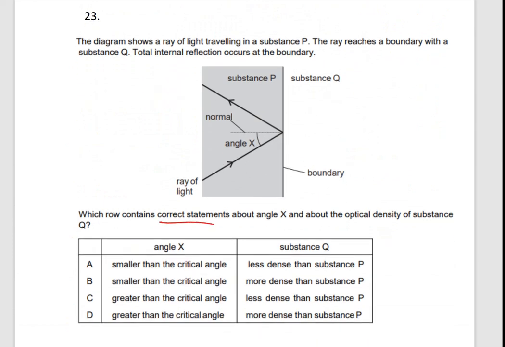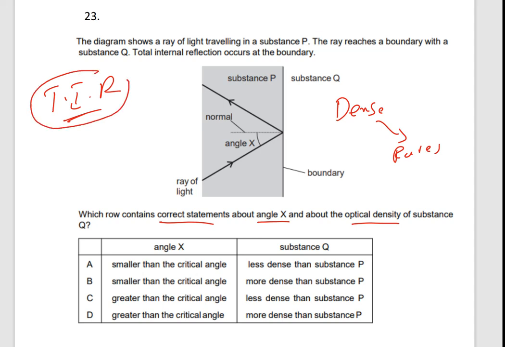Which row contains the correct statement about angle x, and the optical density of substance Q? This question is related to total internal reflection. For total internal reflection to take place, there are two conditions. The light ray must be going from a denser medium towards a rarer medium. That is the first condition. Number two, the angle of incidence must be greater than the critical angle.